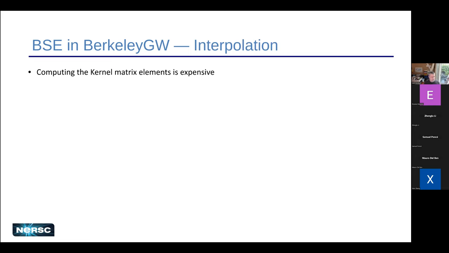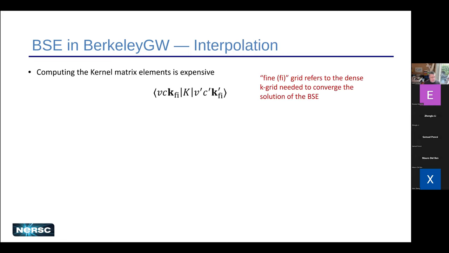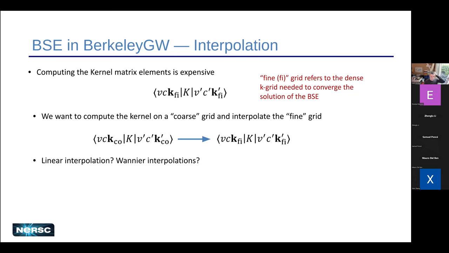So here are some of the challenges. Computing the kernel matrix elements is fairly expensive. Computing it directly on the fine grid is a challenge, because W would need the dielectric matrix on the fine grid in order to do that. So what we typically do is compute the kernel on a coarse grid, similar to the grid that we would use in the GW calculation. Typically, we want to use the same EPSMAT and F0MAT files that you computed in GW, and then interpolate those to the fine grid.